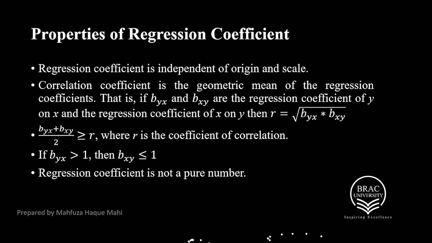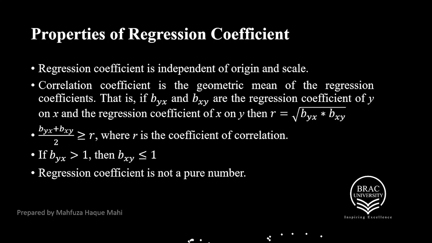Now look at the properties of the regression coefficient. The regression coefficient is independent of origin and scale. The correlation coefficient is the geometric mean of the regression coefficients. That is, if byx is the regression coefficient of y on x and bxy is the regression coefficient of x on y, then r equals the square root of byx times bxy. The average of the regression coefficients bxy and byx is greater than or equal to r, where r is the coefficient of correlation.